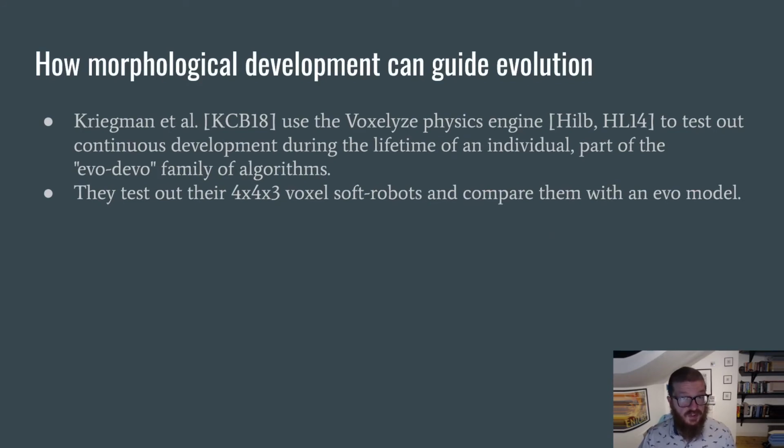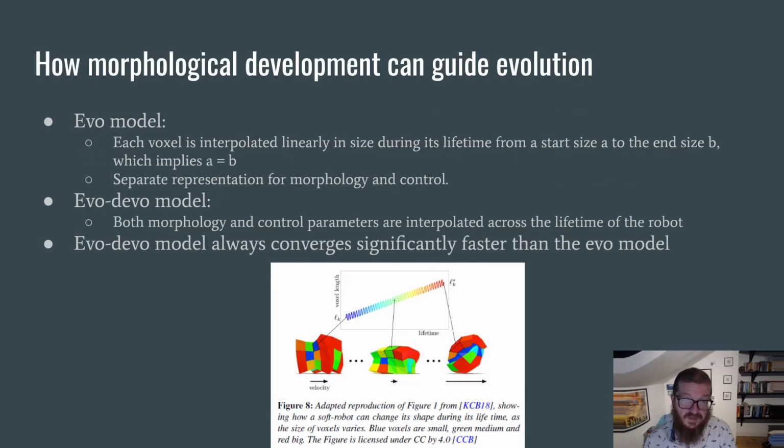Kriegman et al. used the Voxelyze physics engine to test out continuous development during the lifetime of an individual, part of the EvoDevo family of algorithms. They conclude that their model results in more robust behavior controllers. They test out their 4x4x3 voxel soft robots and compare them with an Evo model. Each voxel is interpolated linearly in size during its lifetime from start size A to the end size B, which implies A equals B in the Evo model.